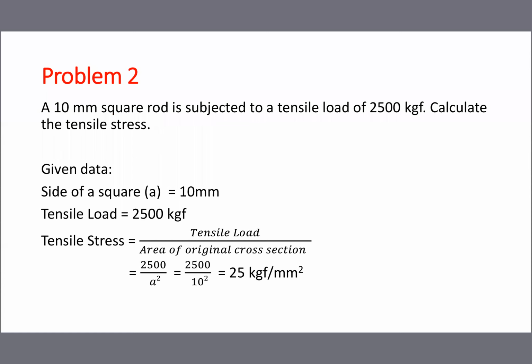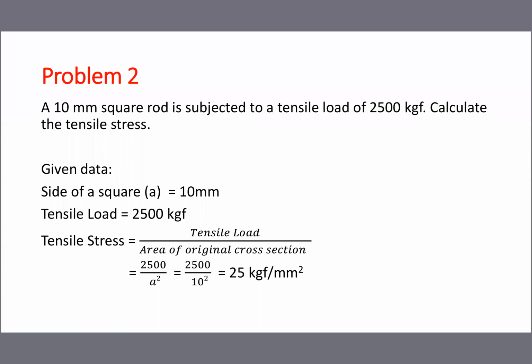A 10 mm square rod is subjected to a tensile load of 2500 kgf. Load given. First, a 10 mm square rod, the size of the rod. In the first problem, a round rod was given. Here a square rod is given, so the side value is given as 10 mm, a 10 by 10 square rod. The tensile load applied is 2500 kgf. So load given, side given. The question is to calculate the tensile stress.